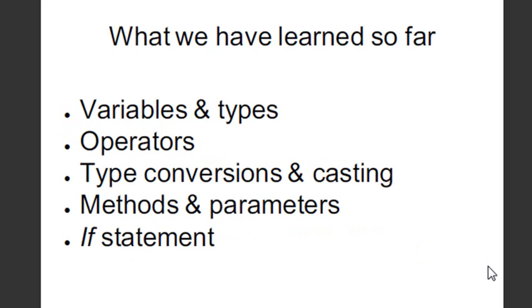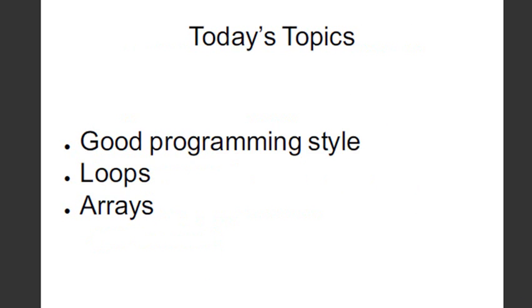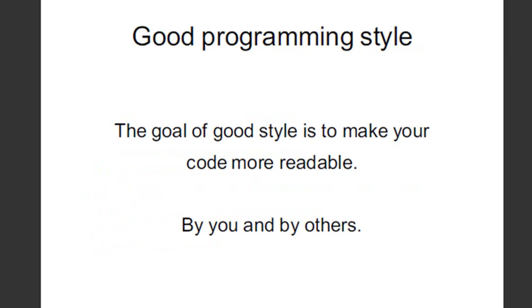So basically what you've learned so far are variables and types, operators, types and conversions and casting, methods and parameters, and conditionals. And so we're going to add to that today using loops. And the first thing MIT wants to talk about is good programming style. And of course, as usual, I'm going to tell you what I agree with and what I don't agree with, okay? So here we go. What do they say? What's good programming style? The goal of good style is to make your code more readable by you and others.